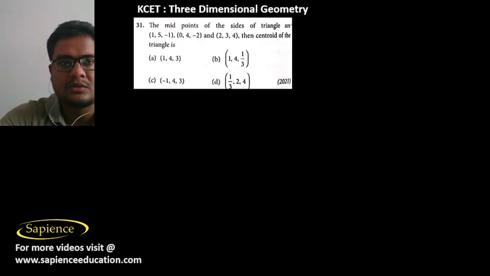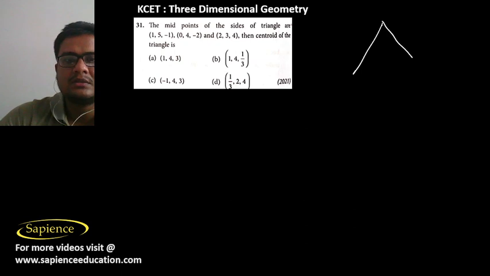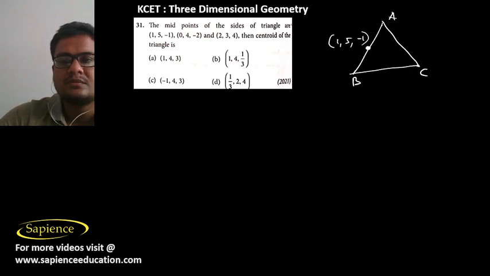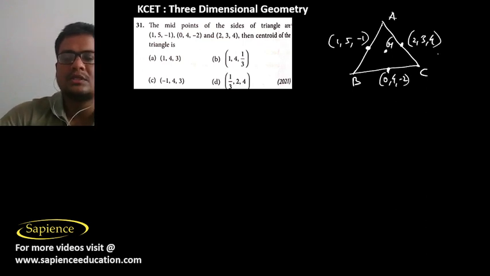Then in question number 31, it is told the midpoints of the sides of the triangle are... So this is the triangle. Its midpoints are 1 comma 5 comma minus 1, this is 0 comma 4 comma minus 2, and this midpoint is 2 comma 3 comma 4. Then the centroid G of the triangle, that is.